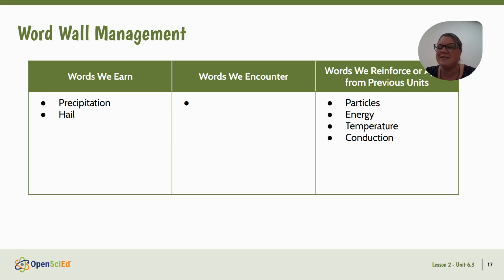Word wall management. Some words that we earn here are precipitation and hail. We also reinforce from the thermal energy unit the words particles, energy, temperature, and conduction.